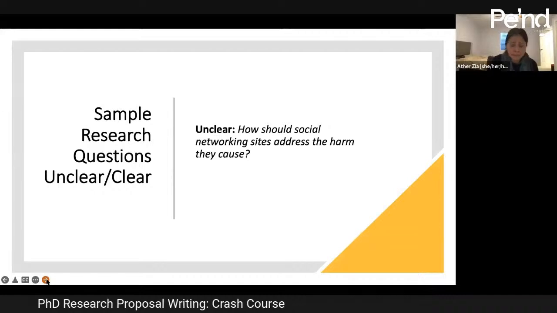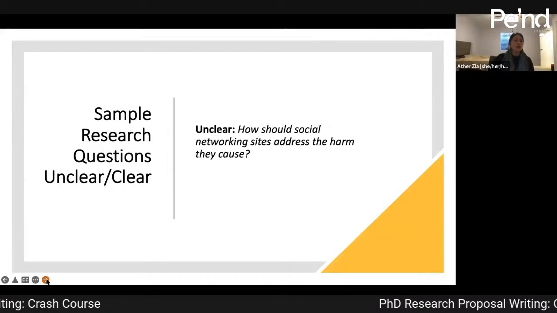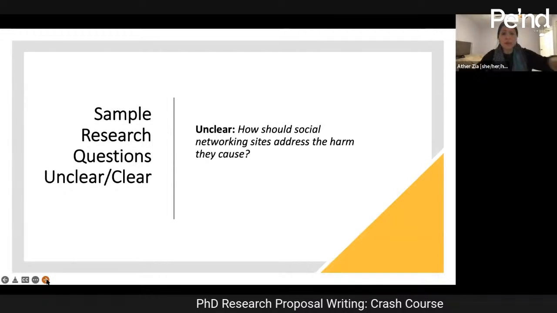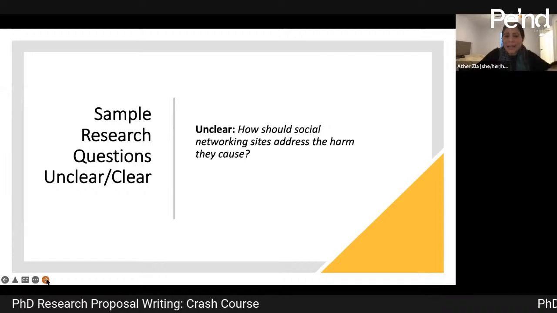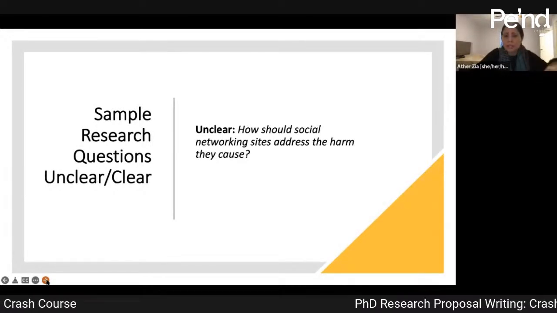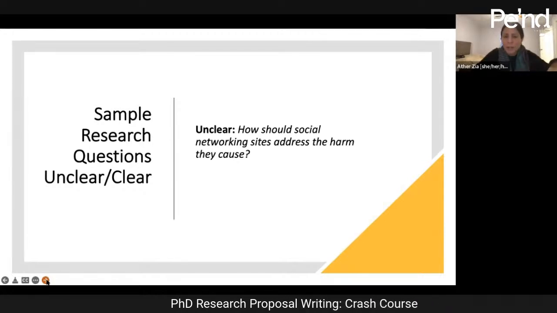So again, I just wanted to focus more on questions and how they could look, because I feel like maybe we can do a little exercise later on. So for example, this is a completely unclear research question. How should social networking sites address the harm they cause? Can anyone drop in chat why this is an unclear question?